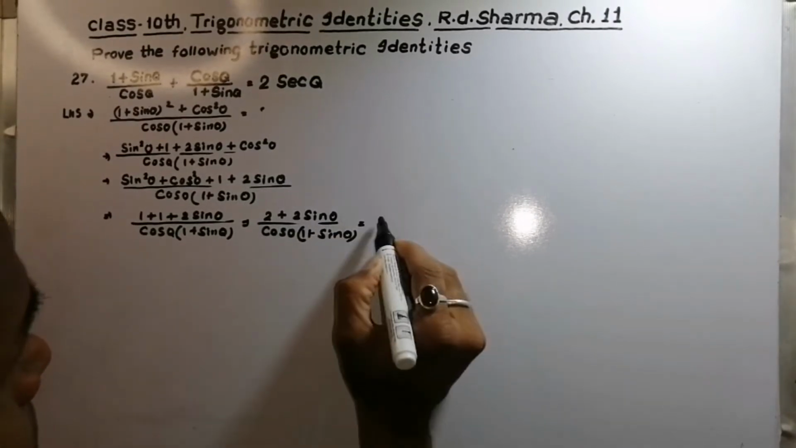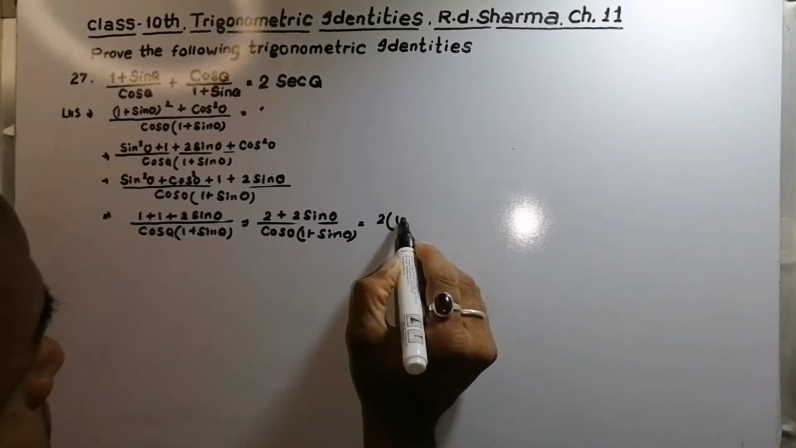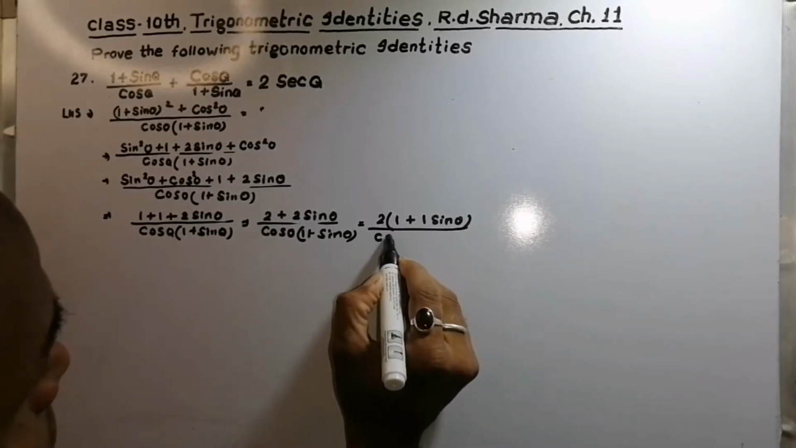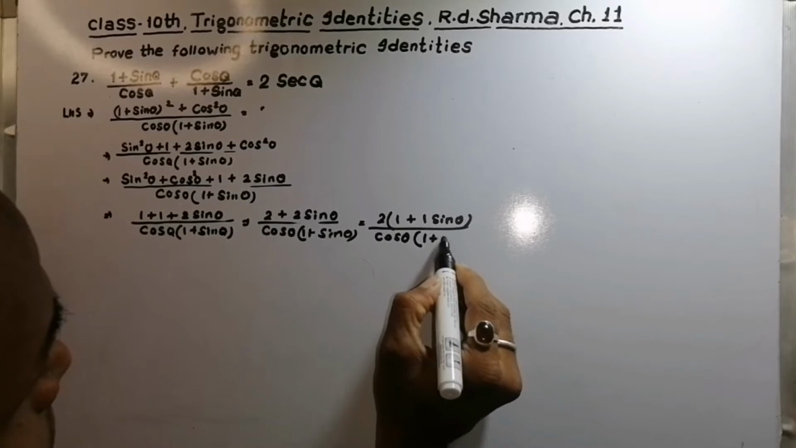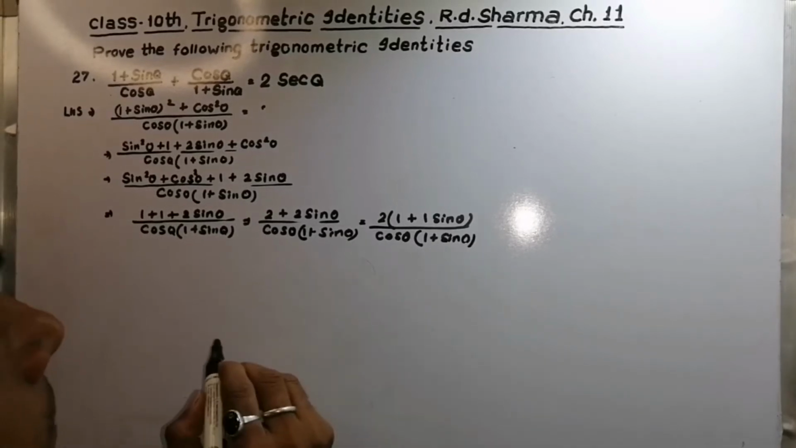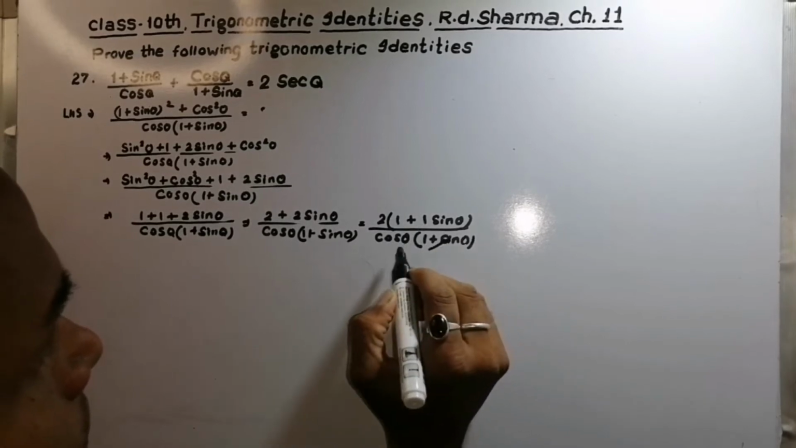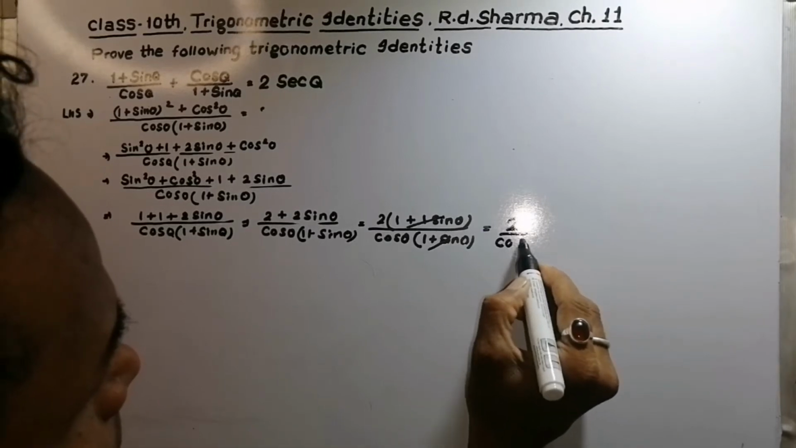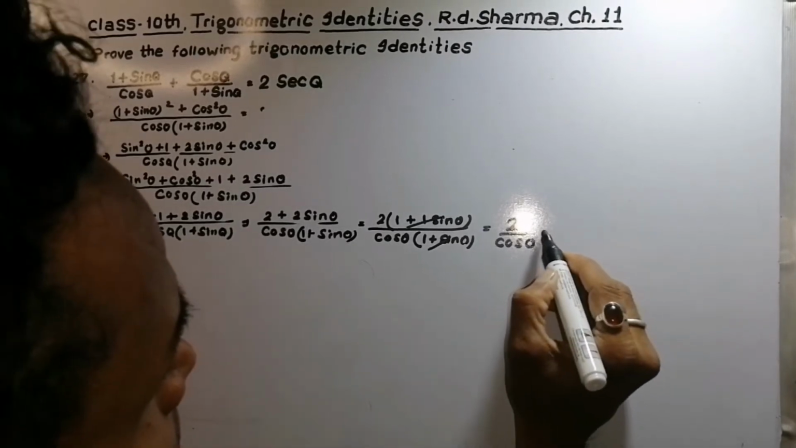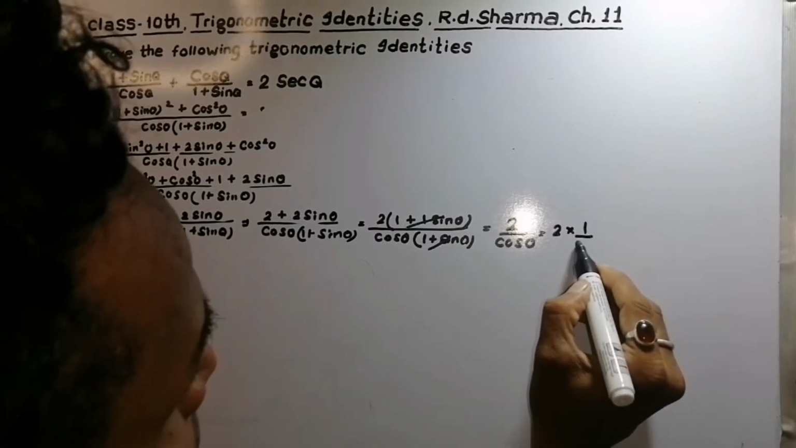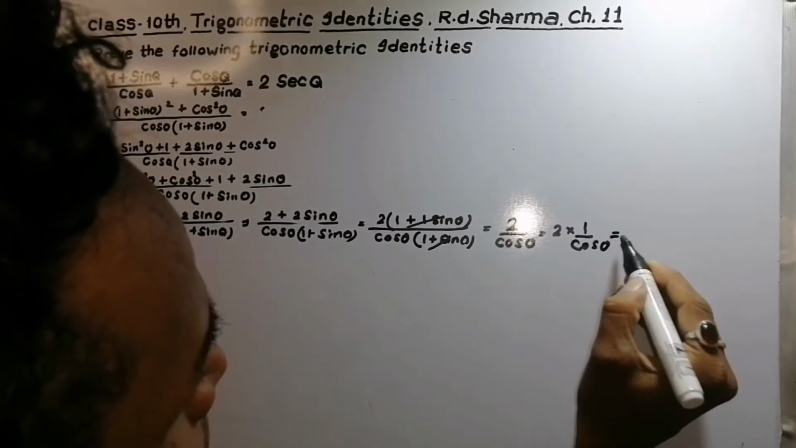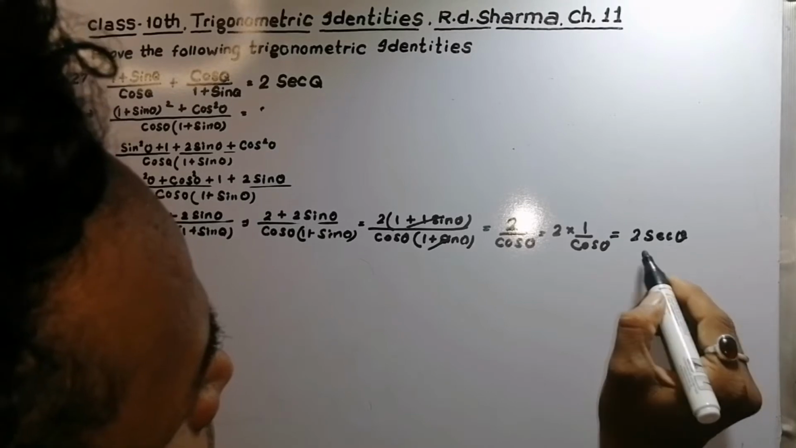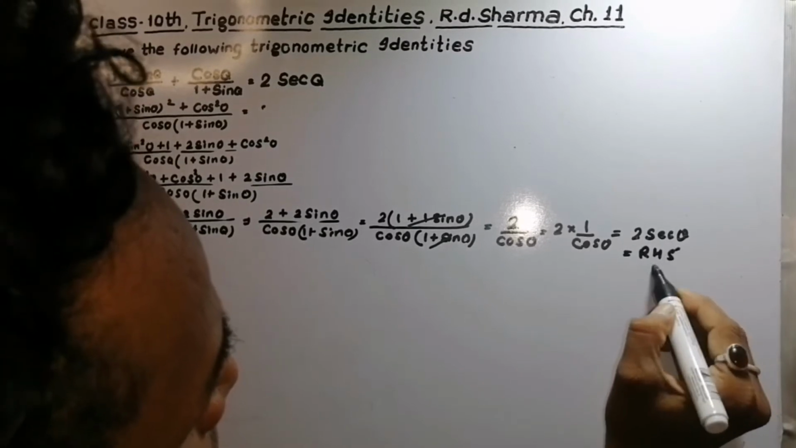If we take common 2, we get here 2 times (1 plus sin theta) upon cos theta and 1 plus sin theta. 1 plus sin theta divided by 1 plus sin theta, we get here 2 upon cos theta, and we can write it 2 into 1 upon cos theta, which is equal to 2 sec theta, which is equal to right hand side.